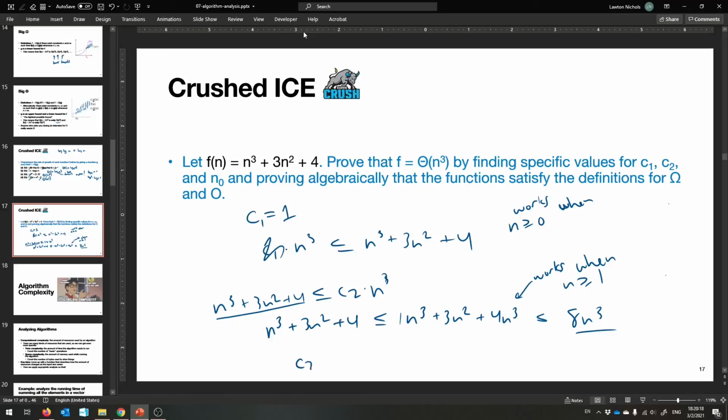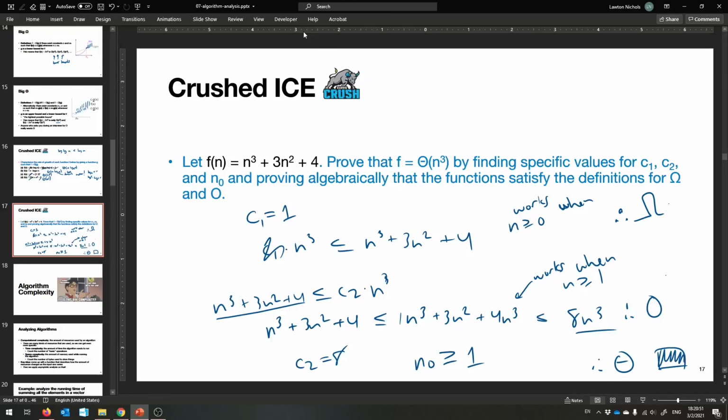So let's let C2 be 8, and n naught is the bigger of these two. This one works when n's greater than 0. This one works when n's greater than or equal to 1. So n naught better be greater than or equal to 1. Okay? And so therefore, we've proved the omega part. Therefore, we've proved the big O part. And therefore, we've proved the whole thing, the big theta. Okay? So f is indeed big theta of n cubed. We've found the actual values. We've done actual algebra to prove that.